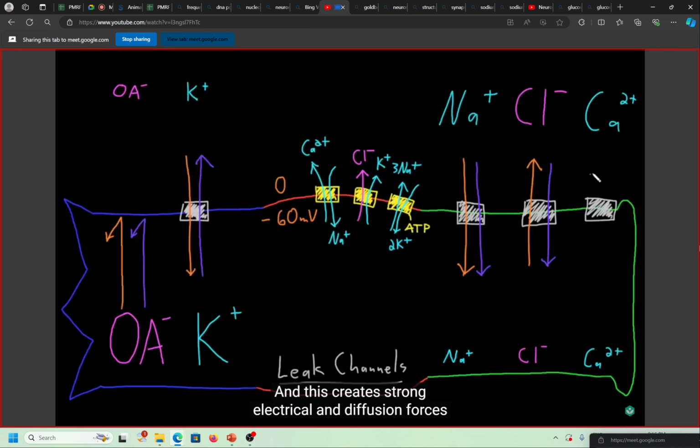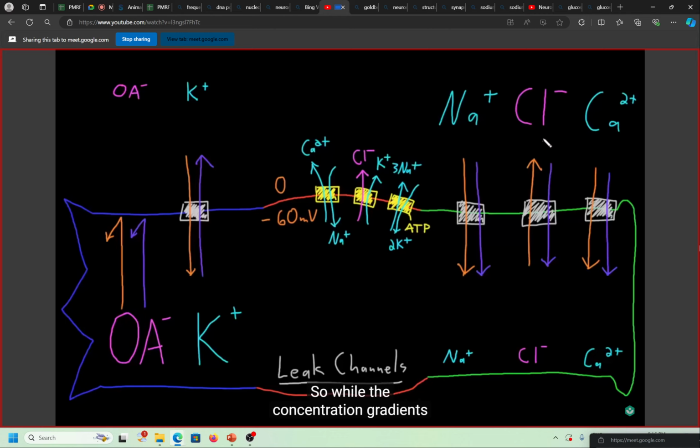And this creates strong electrical and diffusion forces trying to drive calcium into the neuron. And these forces are so big that the equilibrium potential of calcium wouldn't be reached until the inside of the membrane was around positive 120 millivolts to flip the electrical force to balance the diffusion force trying to drive calcium into the neuron. But it turns out that the resting membrane permeability to calcium is actually quite small, so that it usually has little effect on the resting membrane potential.